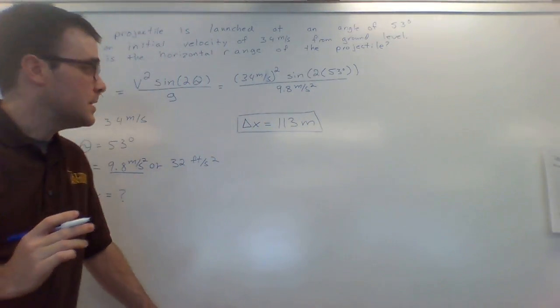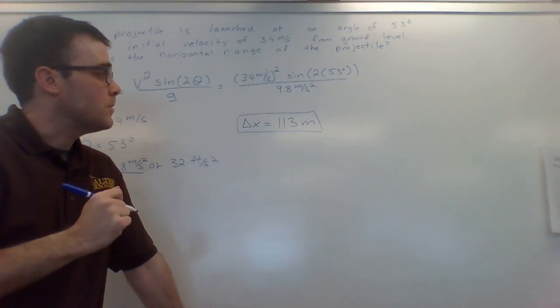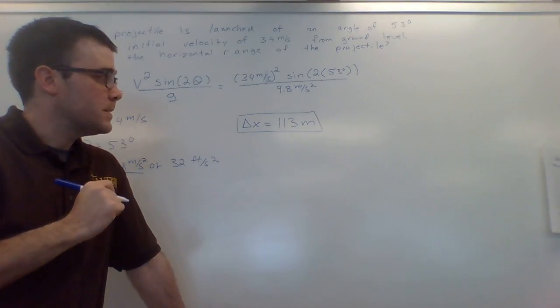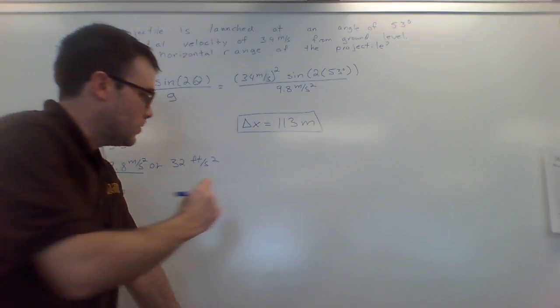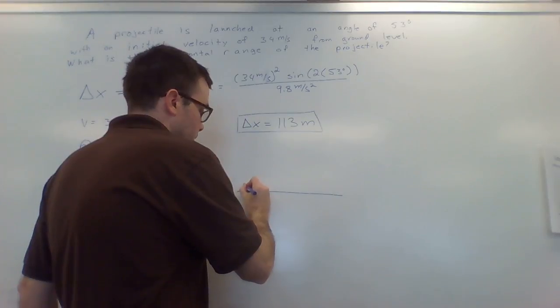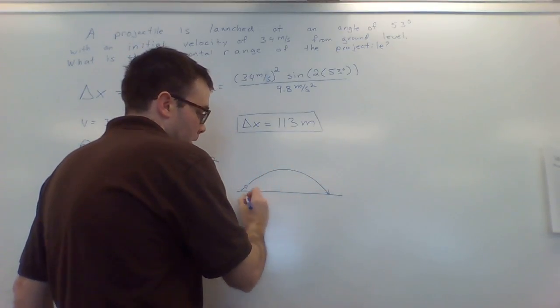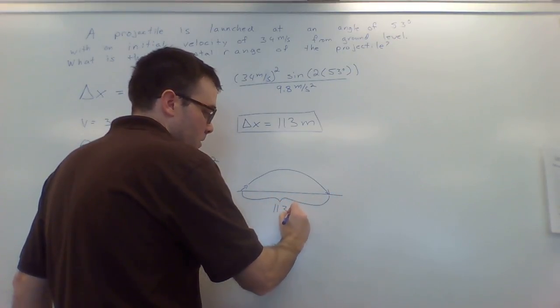So what this means is that a projectile launched at 34 meters per second at an angle of 53 degrees would travel a horizontal distance of 113 meters before it hits the ground. So to draw out what would happen, we launch a projectile here, it's going to travel in a parabolic path, land there, and this distance with the initial conditions we have would be 113 meters.